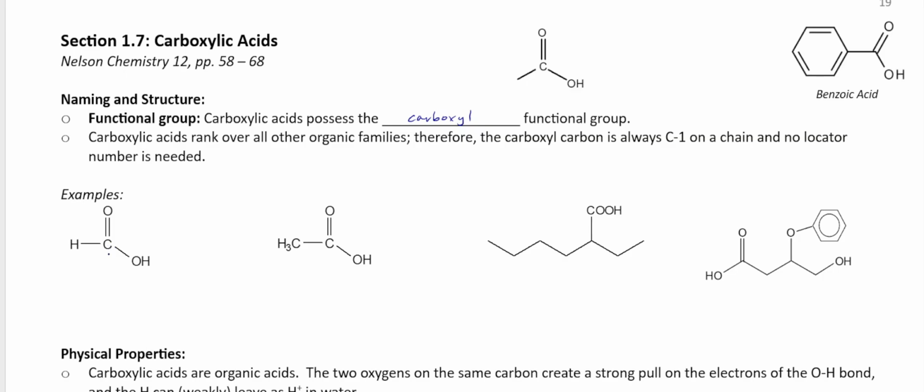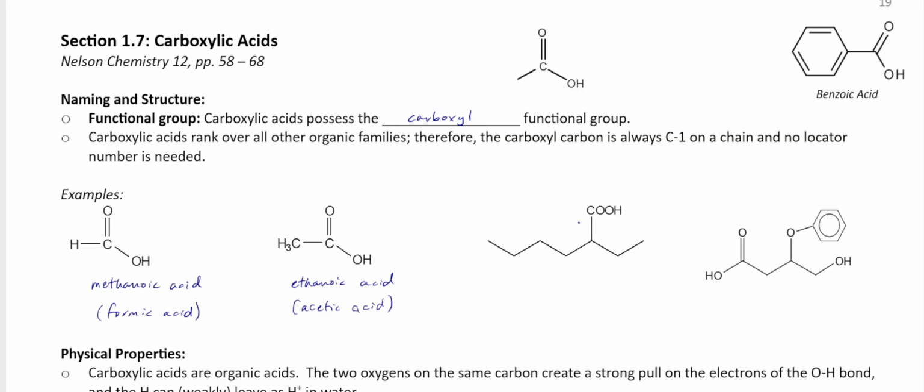So this right here only has one carbon, so we would call this methanoic acid, although another name that it's well known as is formic acid, after the acid that ants excrete when they bite. This right here is ethanoic acid. There's two carbons here. This is most commonly known as acetic acid. This is the acid that's present in vinegar.